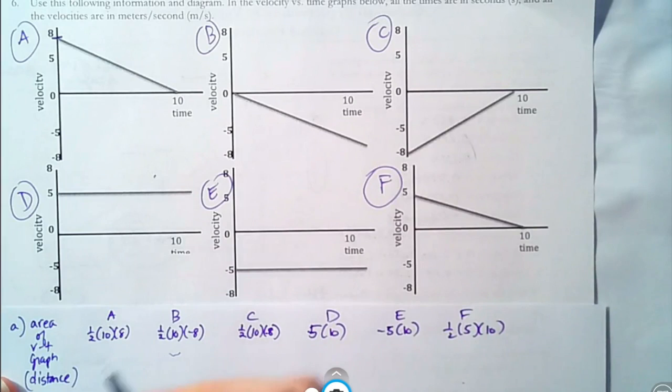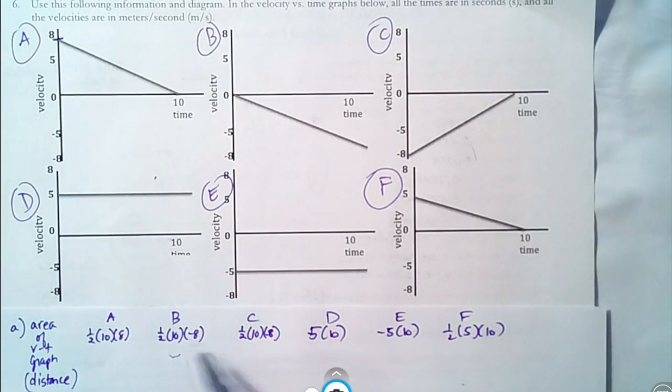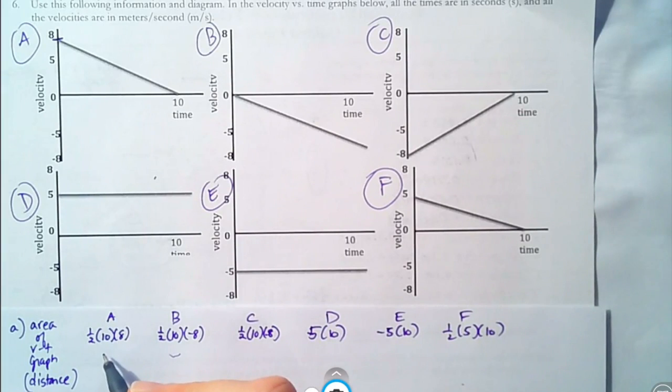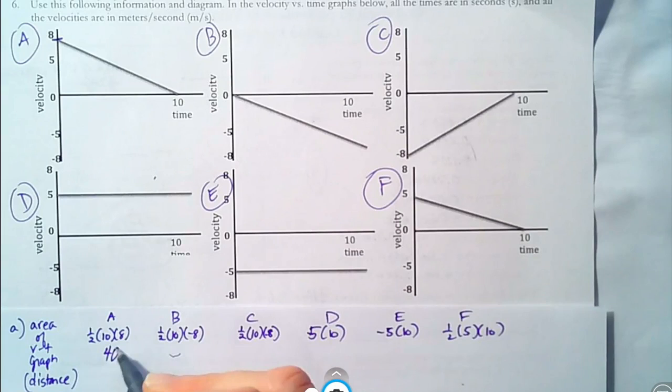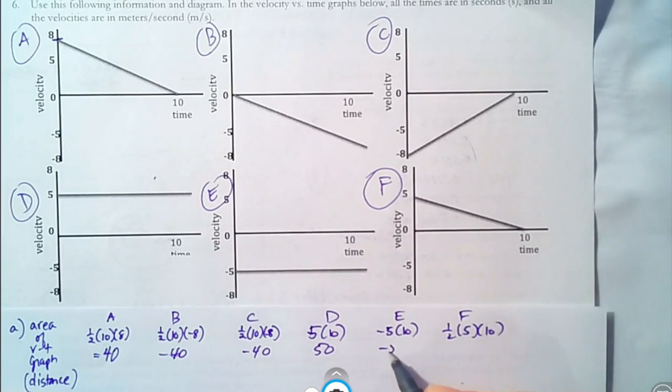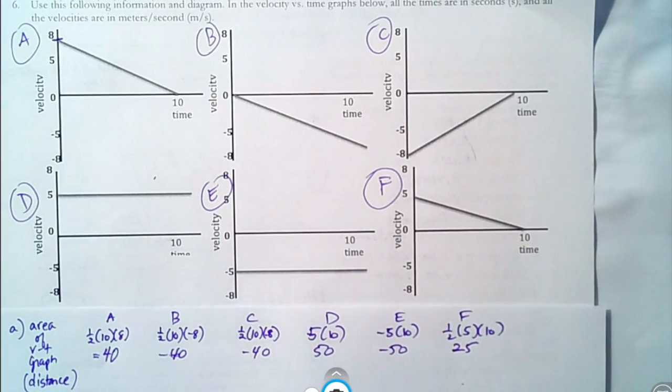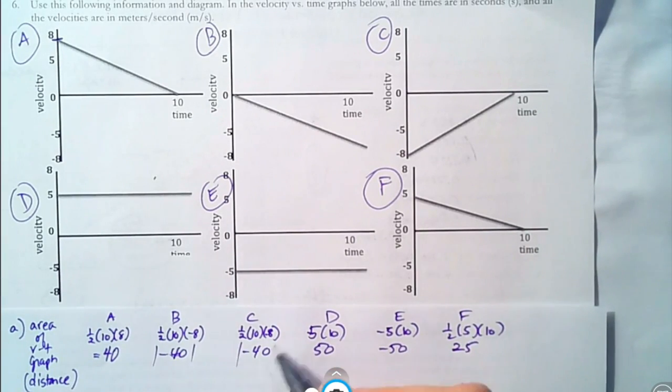So you can just run through the calculations. But since they all have 10s in them, I wouldn't really bother worrying about it because I just need to rank them. So I would just do the 1/2 and the 8, but it doesn't really matter if you want to just do this. This gives you -40, -40, 50, -50, and 25. So you can rank them, but with distance, we take the absolute value. So any of these negatives don't matter for distance. So then it becomes D equals E is greater than A equals B equals C, which is greater than F.